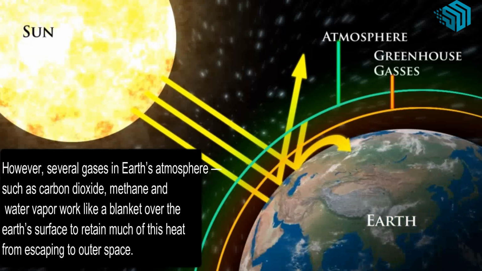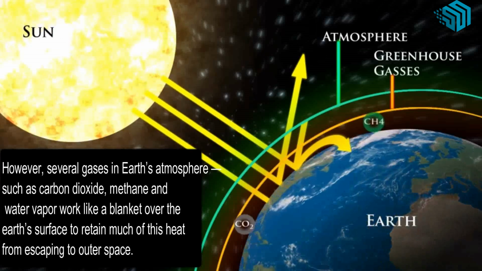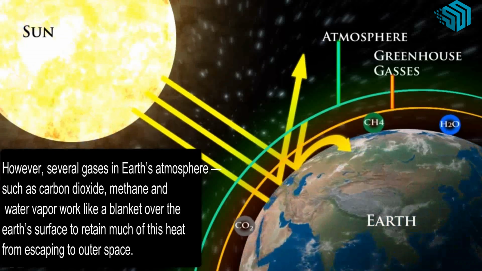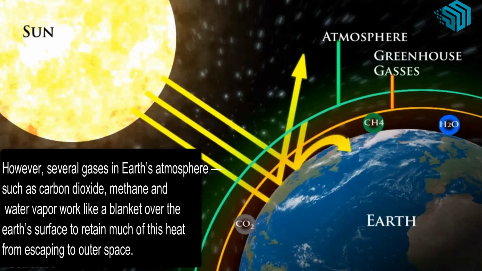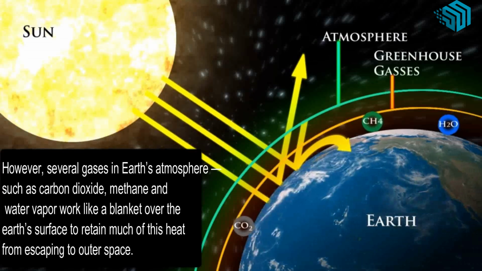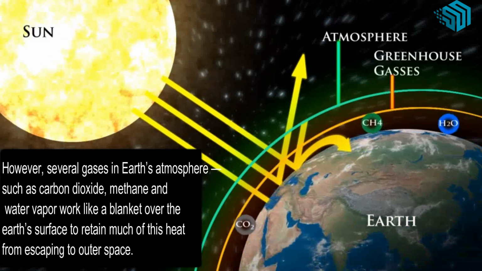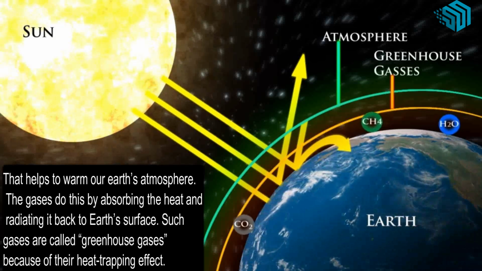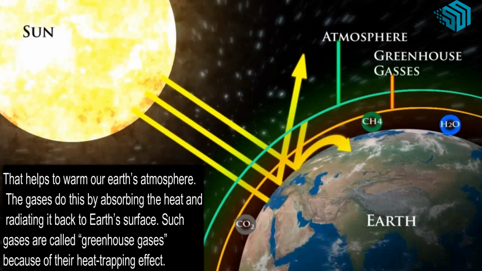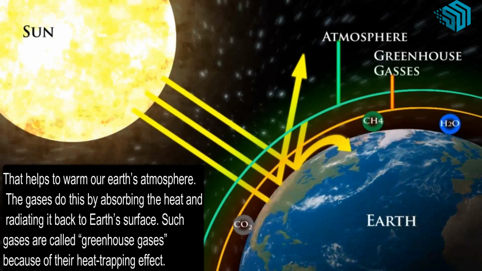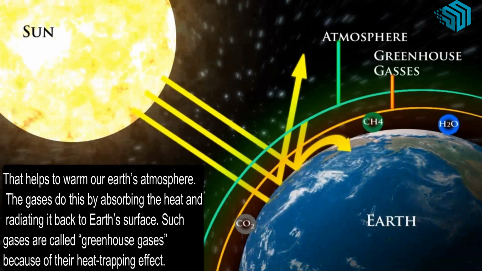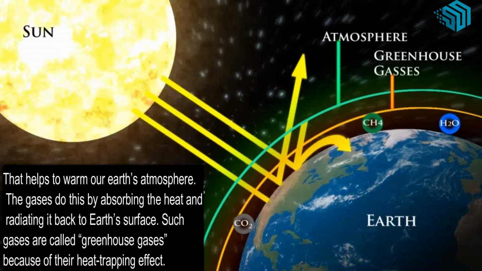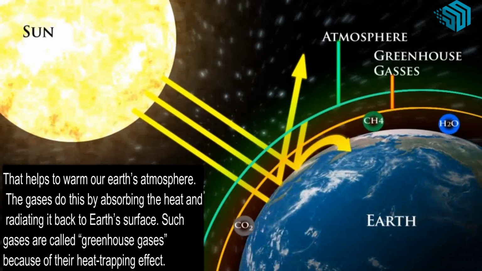However, several gases in Earth's atmosphere, such as carbon dioxide, methane, and water vapor, work like a blanket over the Earth's surface to retain much of this heat from escaping to outer space. That helps to warm our Earth's atmosphere. The gases do this by absorbing the heat and radiating it back to Earth's surface. Such gases are called greenhouse gases because of their heat trapping effect.